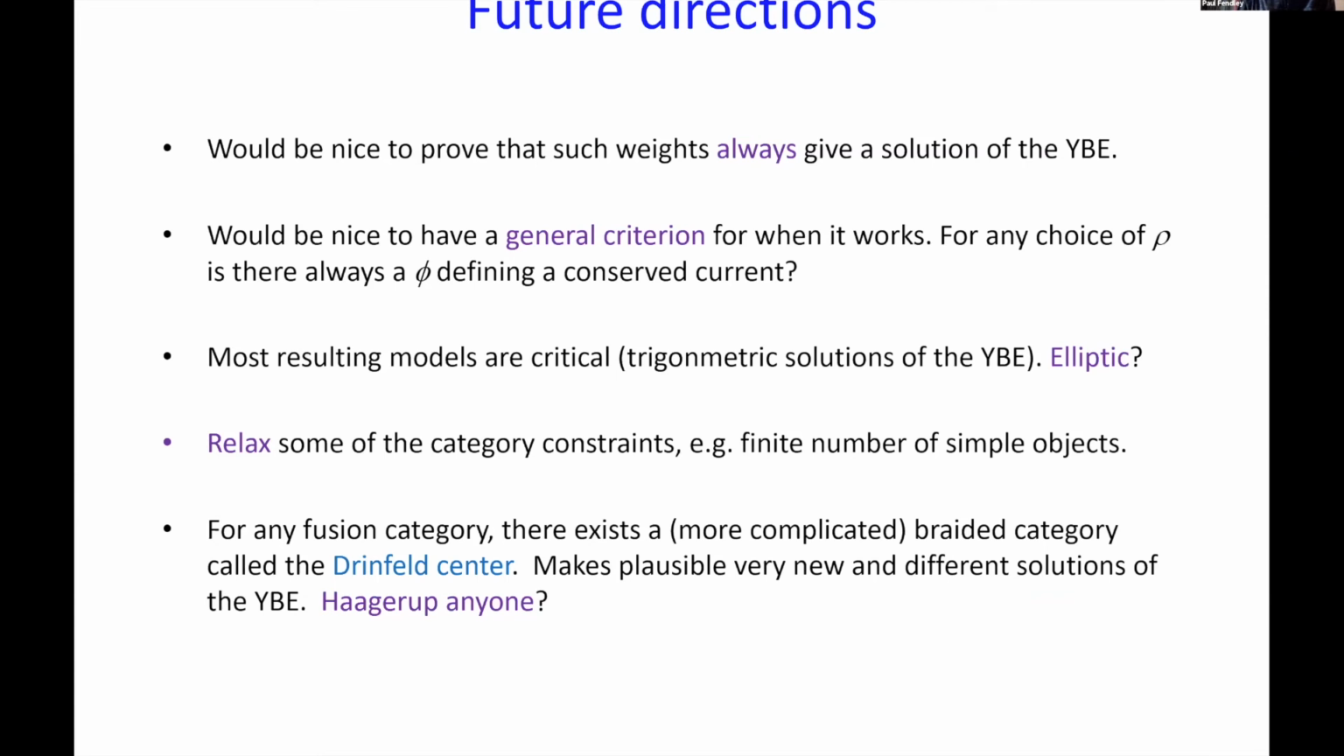So that was really exciting because these weird categories, and the Haagerup category is one of them, would be really exciting and new if this worked. Or if it didn't work, it would be interesting to understand why it works for all the other cases, but not this one.